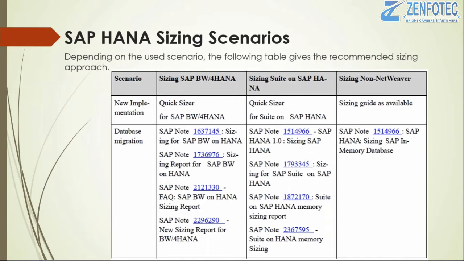So in Quick Sizer, you just have to put in the information about the source database, data footprint, and number of users. That's it, and it will give you the CPU and RAM requirements and the disk as well. For Suite on HANA, you also use the Quick Sizer tools for the greenfield implementation.